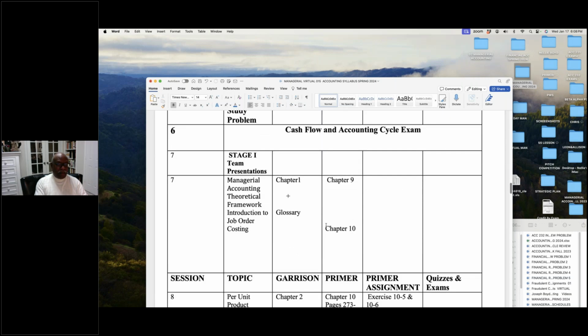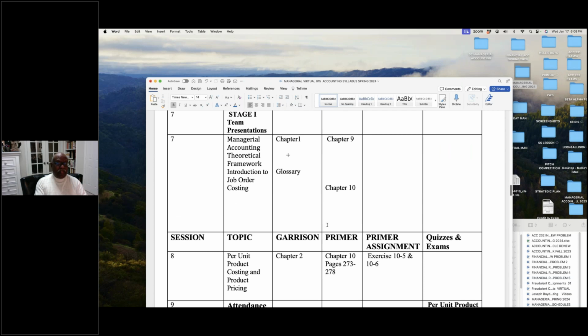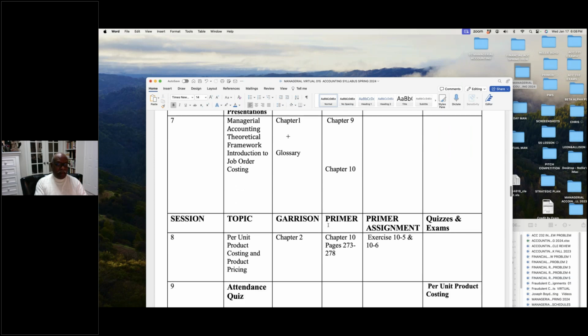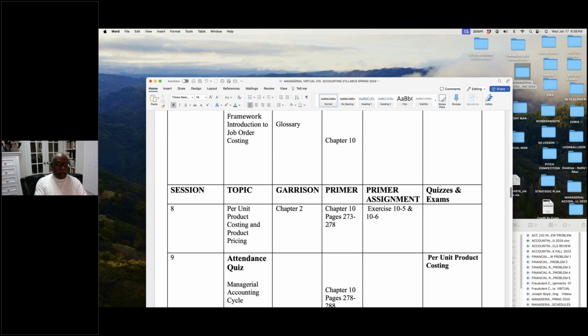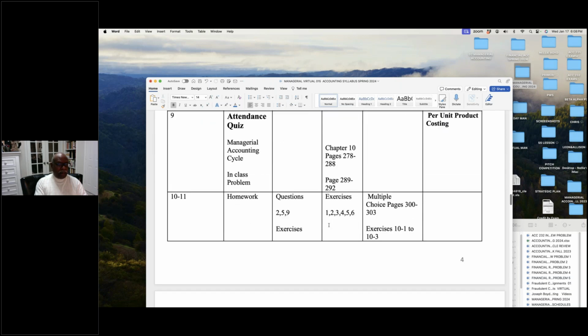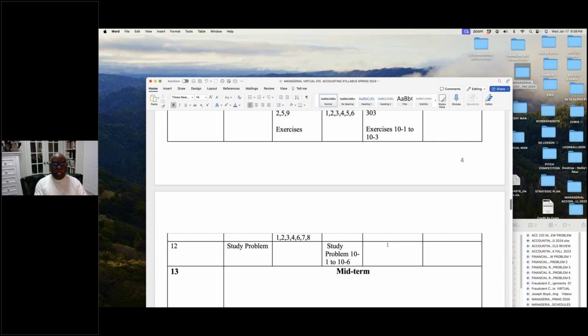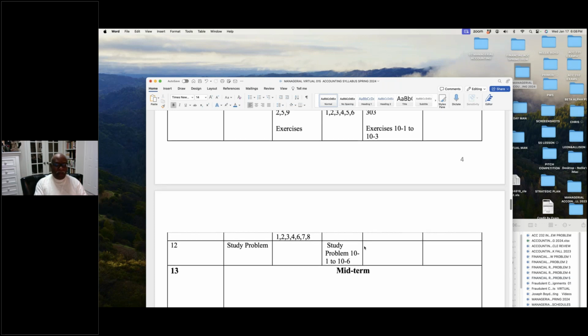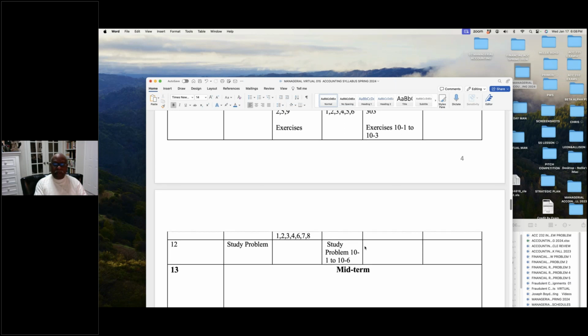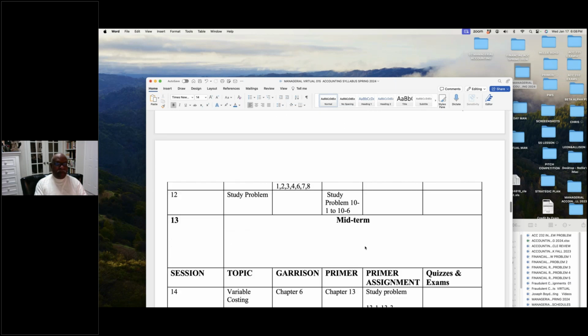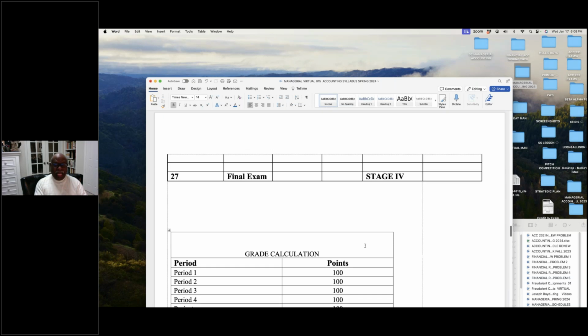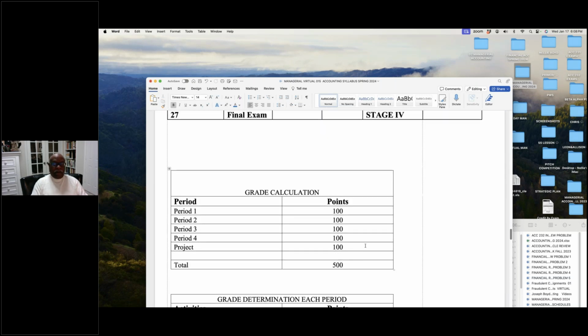Then as we get into managerial accounting, around the 13th session, we should be near midterm and have our midterm exam. This is just a guide, it gives you the framework, but as we go through, I'll go through what you need to be working on. But that gets us through midterm. How's the grade calculated?